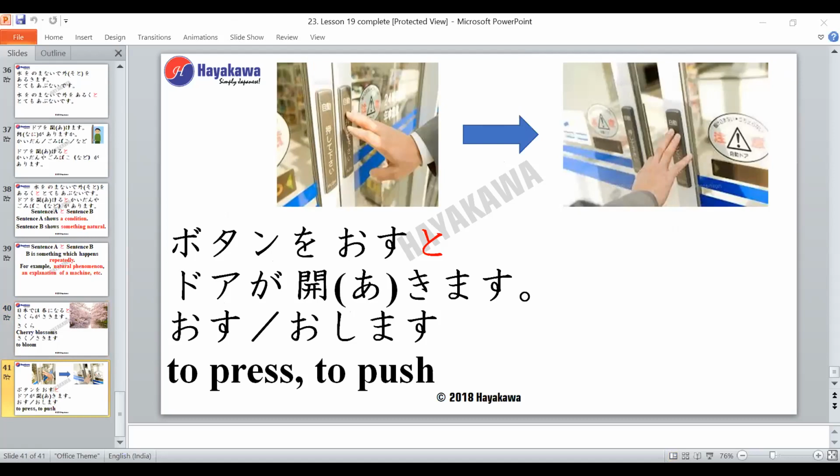So the next slide we have is Botan o osu to doa ga akimasu. Osu or oshimasu is to press or push. So if I press the button, the door will open. Again here sentence B is showing an action that happens repeatedly. No matter how many times I press the button, the door will open. Always, every time. Any doubts regarding this?